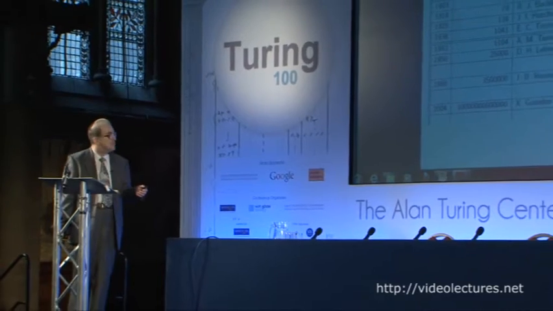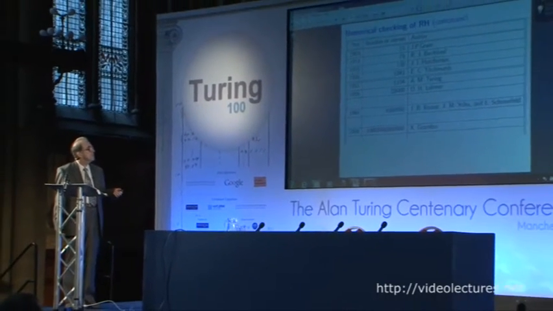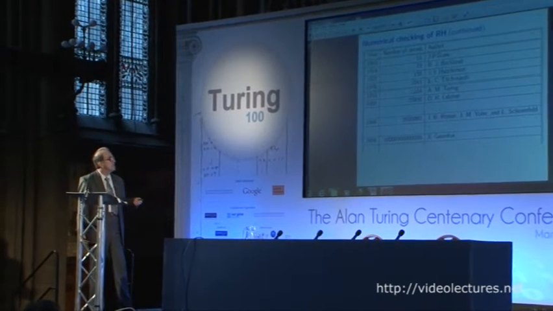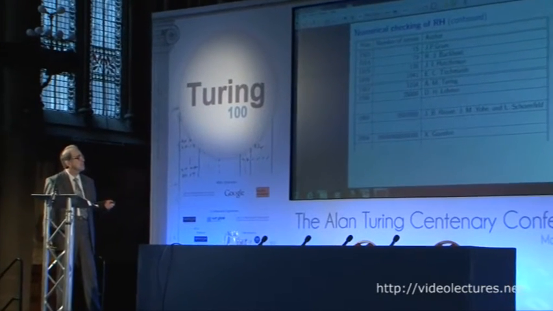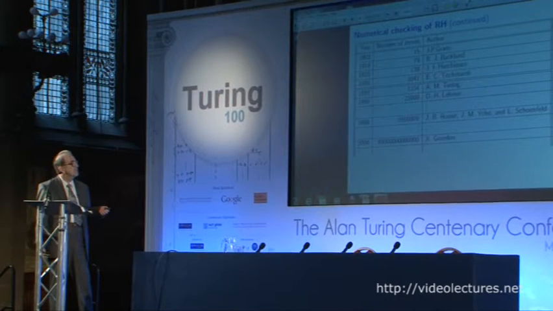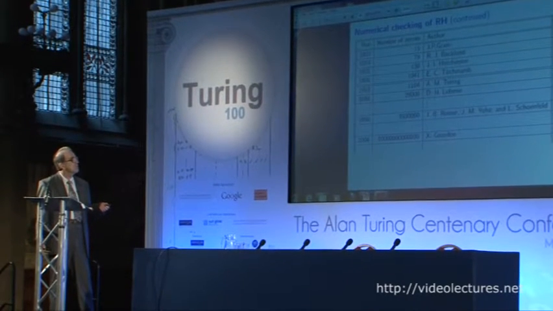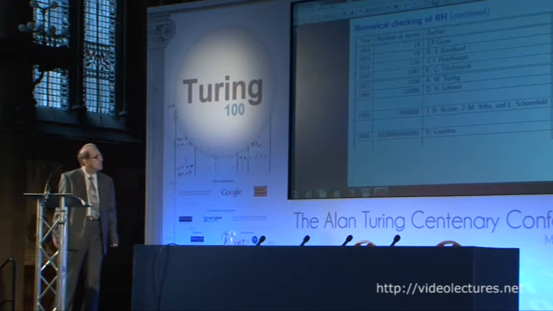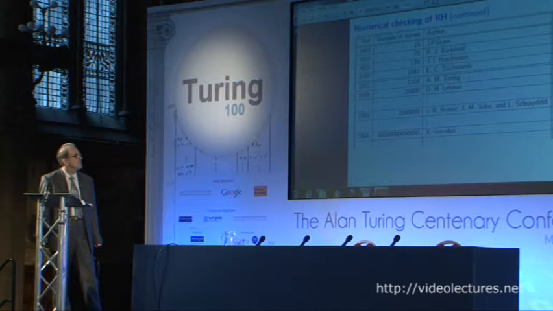Well, if we look at the table, really it's not impressive. So here after a decade and more than a decade, we have just 60 more new zeros. And in 3 years, Lehmer got 25,000. And nowadays we have this very impressive number of 10 to the 13.